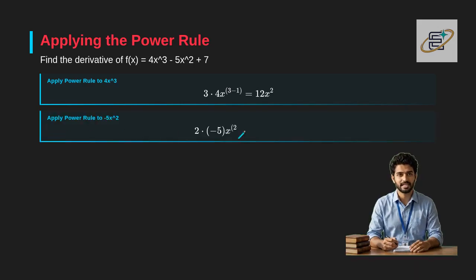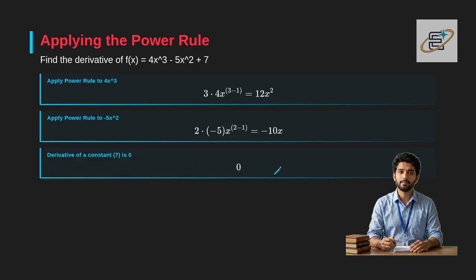Now for the second term, negative 5x squared. Bring the 2 down. 2 times negative 5 is negative 10. Subtract 1 from the exponent, 2 minus 1 is 1, so we just write negative 10x.